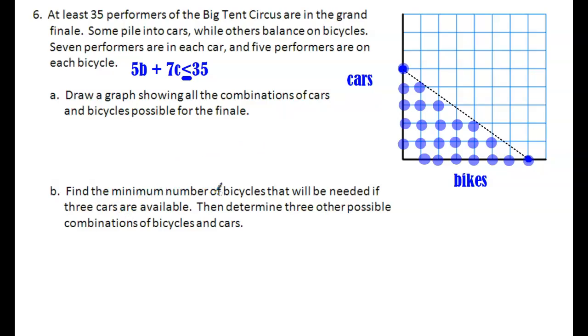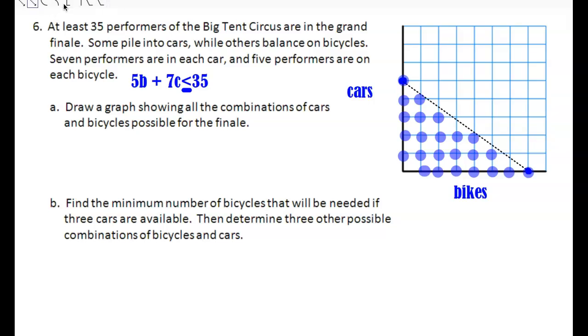And then find the minimum number of bicycles that would be needed if 3 cars were available. So if we only now had 3 cars available, we cannot have this many cars. So now we're maxing out our line here. It says find the minimum number of bicycles that would be needed if 3 cars are available, then determine other possible combinations. So now the minimum number of bicycles we'd want to pick is this point right here, which is 3. And then the maximum you could pick would be 6.